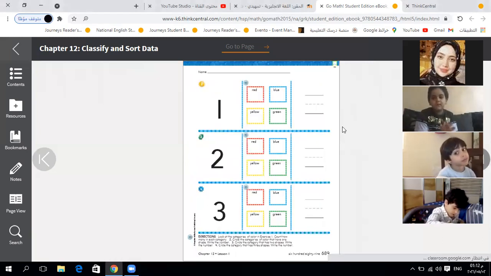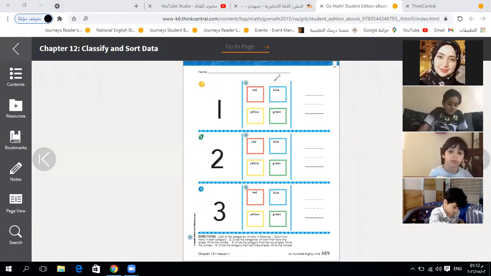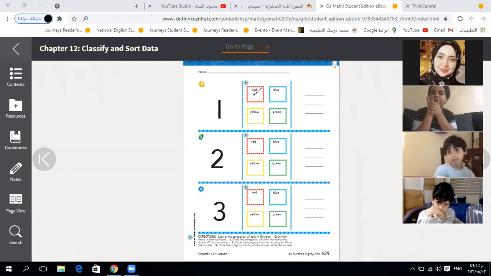Okay. Now, guys, we have to look at the categories in exercise one. Count how many in each category. So what about the red? How many, Faris? How many red shapes in your box? Three. Bravo. Three.